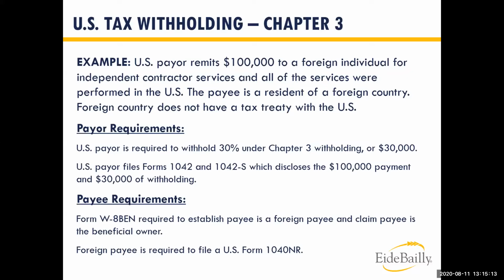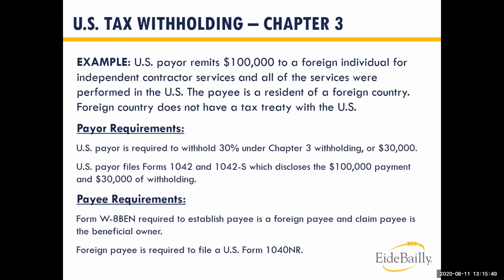So this is just an example. We have a US payer that remits $100,000 to a foreign individual for independent contractor services, and all the services are being performed in the US. The payee is a resident of a foreign country, and the foreign country doesn't have a tax treaty with the US. So from your perspective, if you're making that payment, you're required to withhold 30% under Chapter 3 withholding, or $30,000. And then you would also file a Form 1042 and 1042-S, which discloses the payment and the withholding.